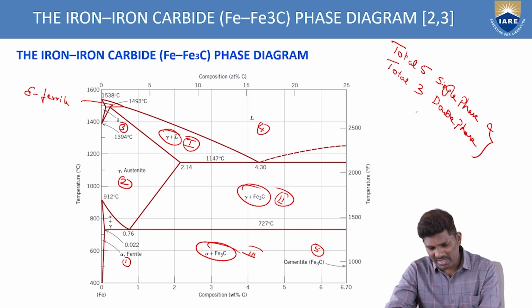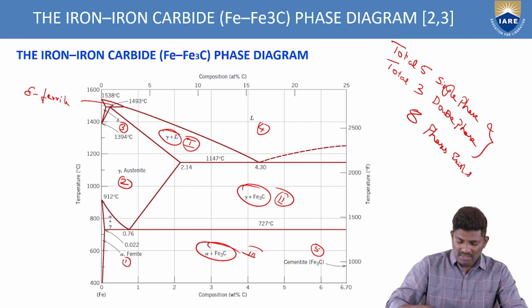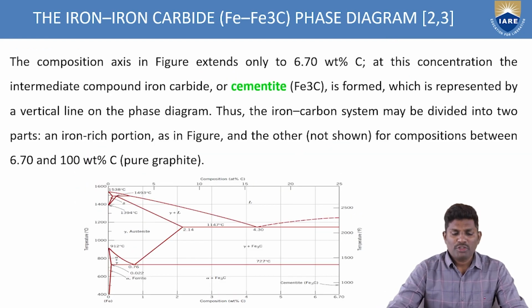So all of these combined, 8 phases exist in the system. Total 8 phases are existing in the system, in which we have 5 single phases and 3 double phases. Now the composition axis of the figure extends only up to 6.70.